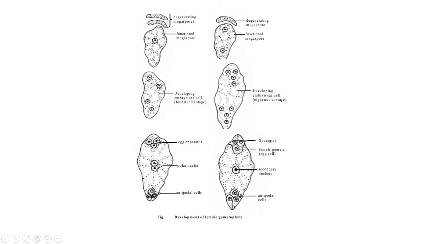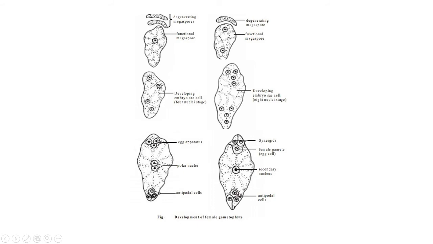First of all, the functional megaspore nucleus undergoes a mitotic division resulting in the formation of two, and these two undergo one more mitotic division resulting in the formation of four nuclei. There is no chalazal quartet seen here. Only the micropylar quartet is present. Out of the four nuclei in the micropylar quartet, three develop into the egg apparatus, and the remaining one moves towards the center and acts as the polar nucleus.